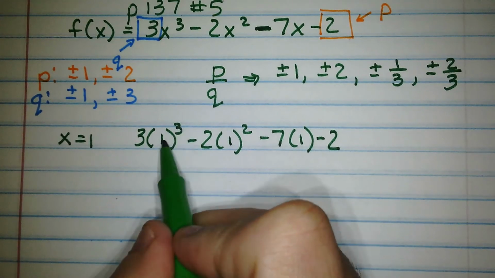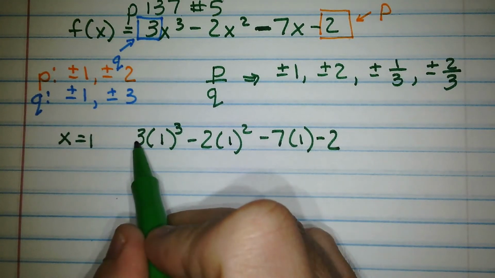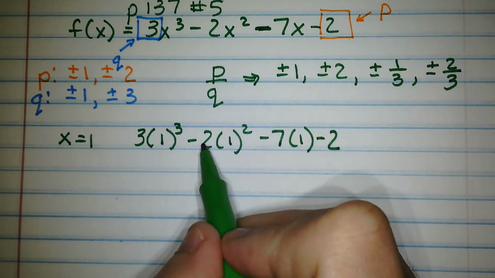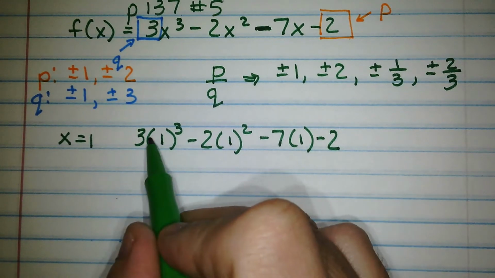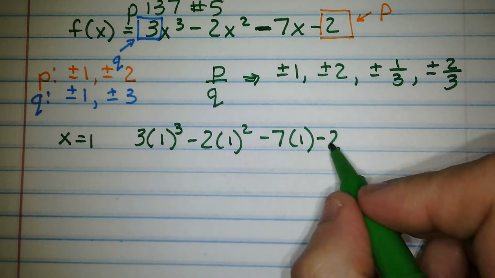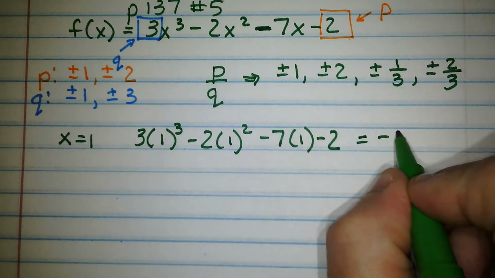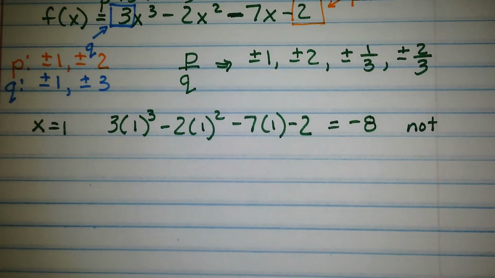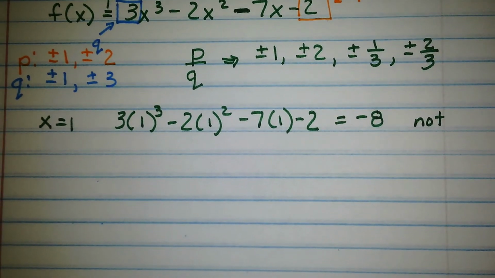This is 1 to the 3rd, which is 1, times 3 is 3, minus 1 squared is 1, times 2 is negative 2. So this is 3 minus 2 is 1. Minus 7 is negative 6, minus 2 is negative 8. This is not an option, not a solution. So we got to try another one.